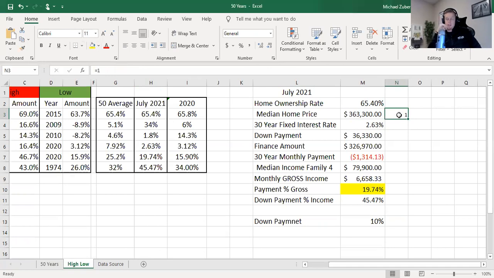I try to encourage people to be super safe, but I wonder what would happen if prices increased by 50%. All right, so 1.5.